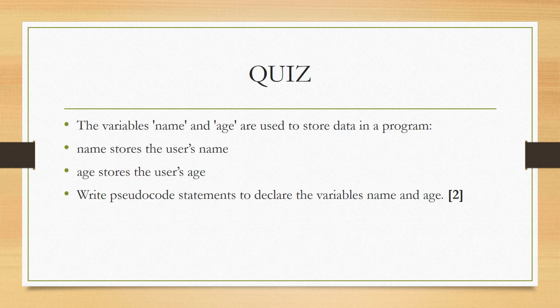Okay, so again, there is one more question given to you. The variable names name and age are used to store data in a program. Name stores the username, age stores the user's age. Write a pseudocode statement to declare the variables name and age.